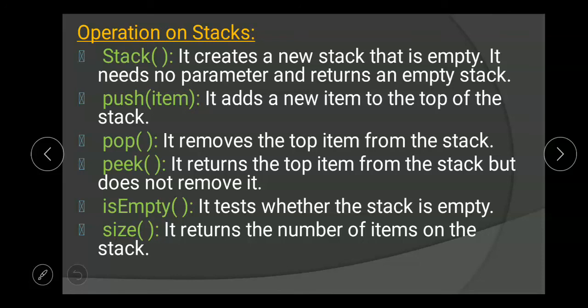Pop: it removes the top item from the stack. The pop operation is used to remove or delete items from the stack. Peek: it returns the top item from the stack but does not remove it. That means it returns the item from the stack but it does not remove the item.